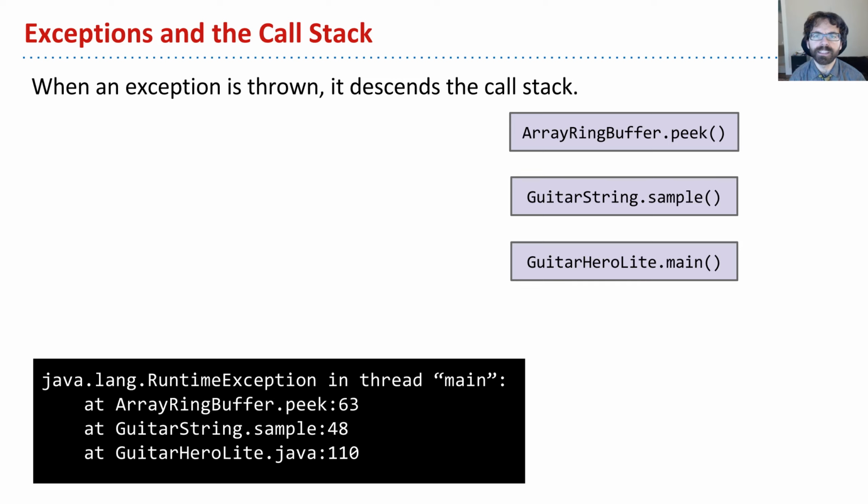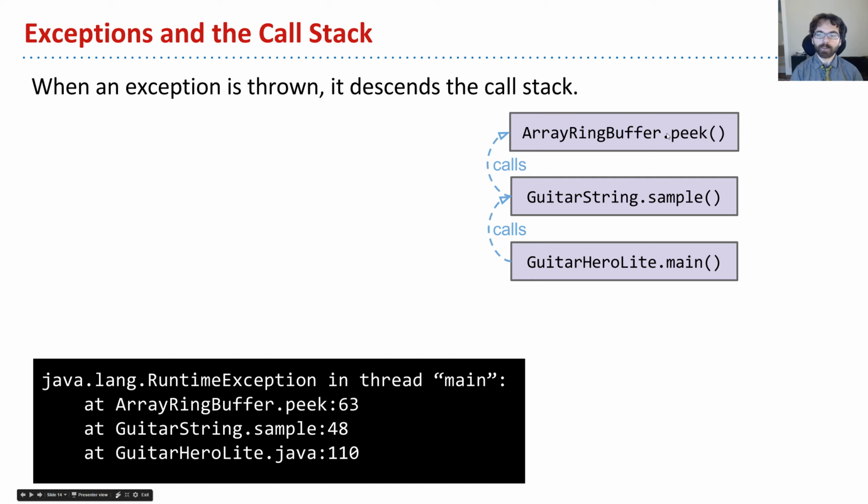Let's consider a more realistic example of what happens when an exception is not caught. So here in homework 1, this is inspired by homework 1, we have a class called GuitarHeroLite. It has a method called main. It calls GuitarString.sample in some other class, and that in turn calls ArrayRingBuffer.peek.